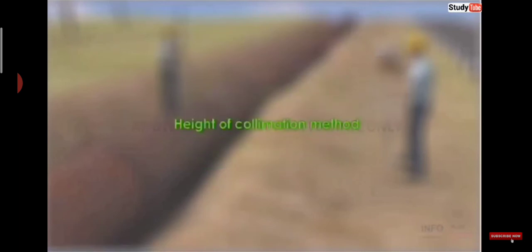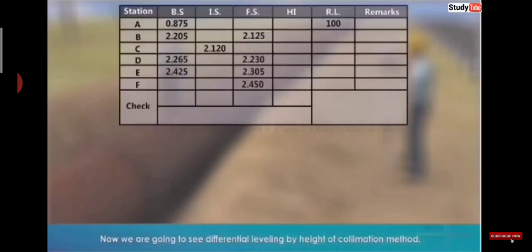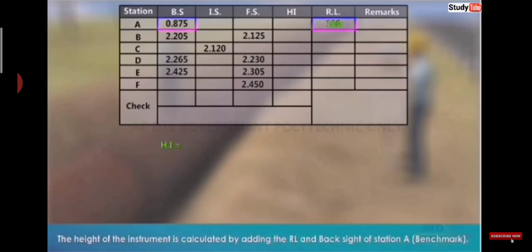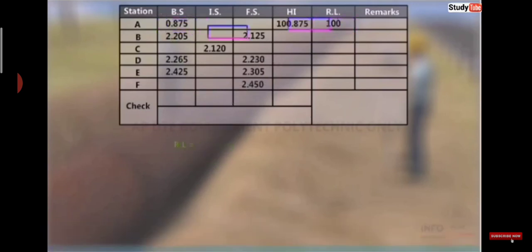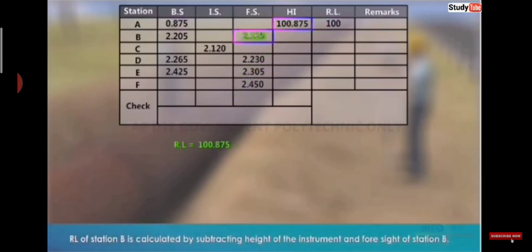Height of collimation method. Now we are going to see differential leveling by height of collimation method. Let A, B, C, D, E, F be the stations for which RL is to be calculated using the known reduced level of A. The height of the instrument is calculated by adding the RL and backside of station A, that is benchmark. RL of station B is calculated by subtracting foresight of station B from the height of the instrument.